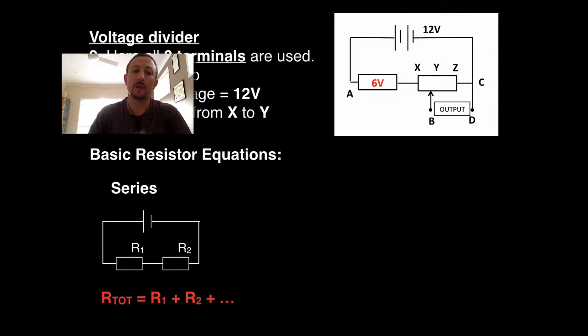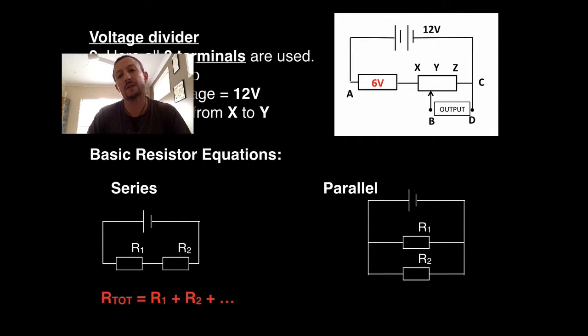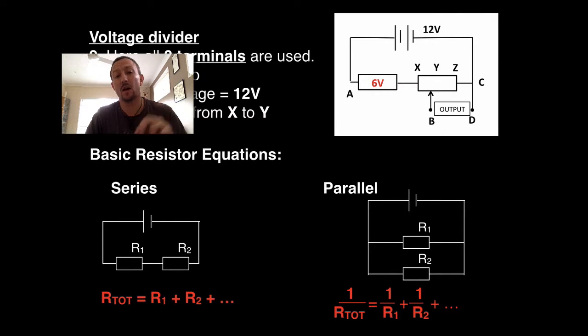Now for parallel, it works in the opposite way where we work on the reciprocal. So we've got R1 branching into R2, branching into R3, 4, 5, etc. In this case, we use the reciprocal rule. 1 over R total will equal 1 over the resistance in R1 plus 1 over the resistance in R2 plus 1 over the resistance in the next branch, and so forth and so on.